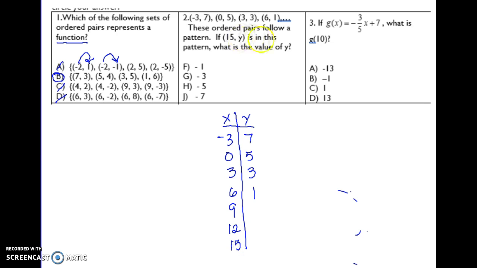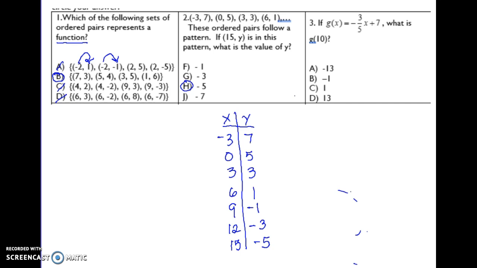Okay, and then the y values, it looks like I'm subtracting 2. So if I have 1 and I subtract 2, I'm going to get -1. 12, I'd get -3. And 15, I'd have -5. So it looks like an input of 15 would give me an output of -5.